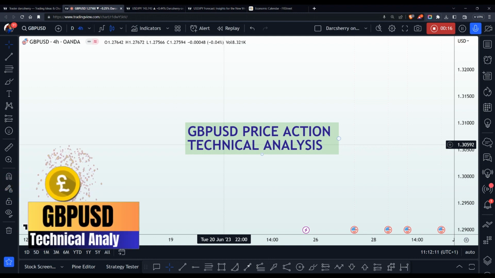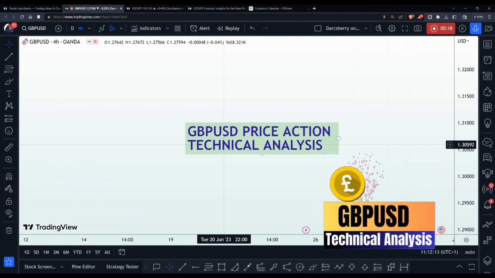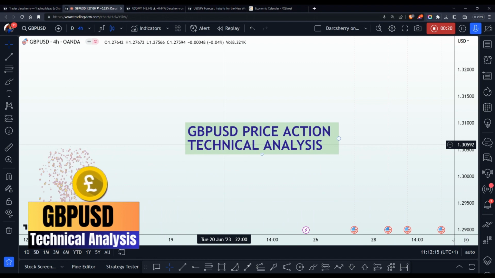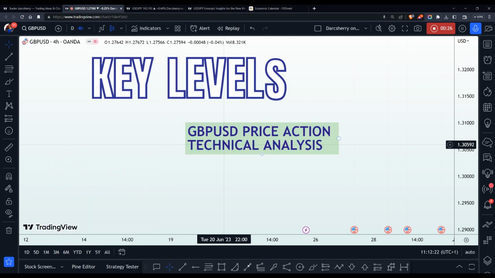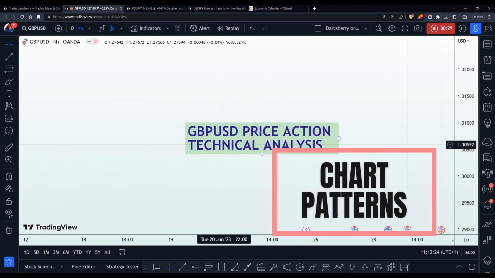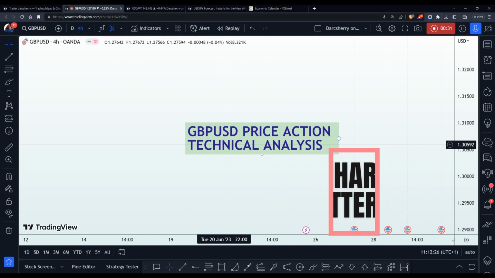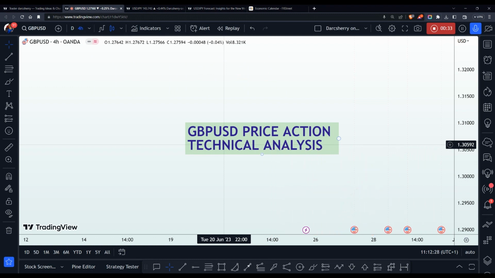We are going to be taking a brand new perspective through a comprehensive technical analysis, and we're also going to be examining trend lines, key levels, and chart patterns and use them to facilitate a well informed trading decision based on historical price movement.